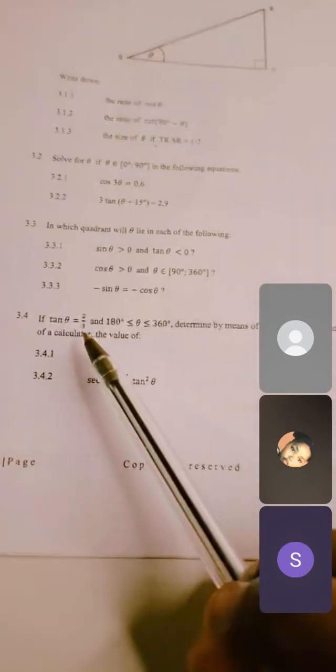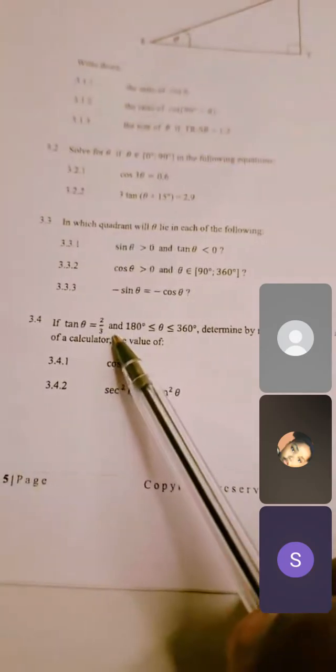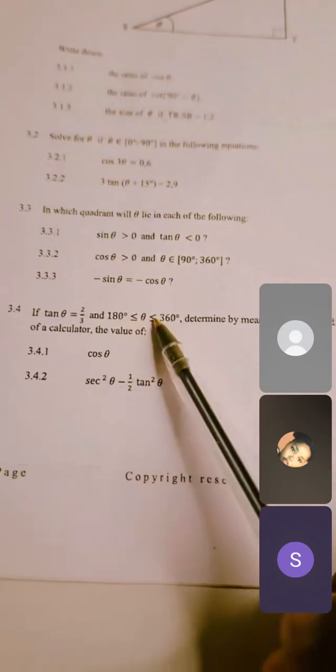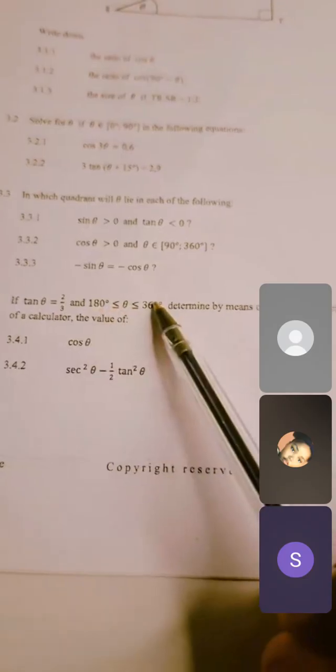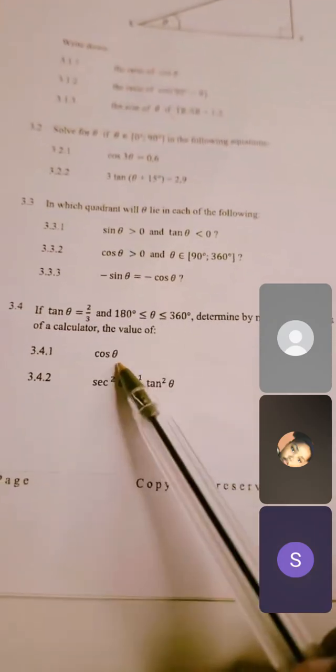Right, let's look at this one. If tan theta is equal to 2 over 3 and theta lies between 180 and 360, determine by means of a sketch and without the use of a calculator, the value of.